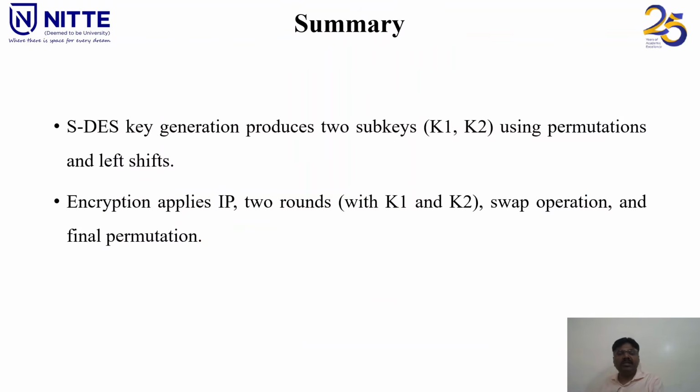So with this we are going to end today's session. SDES key generation produces the two subkeys K1 and K2 by using permutations and left shift. And we apply the encryption process by making use of the initial permutation values and the two rounds of function f with K1 and K2, the swap operation, and the final permutation.